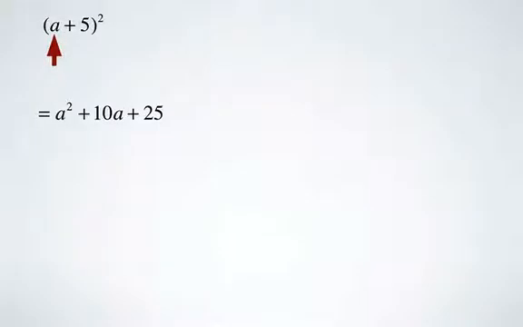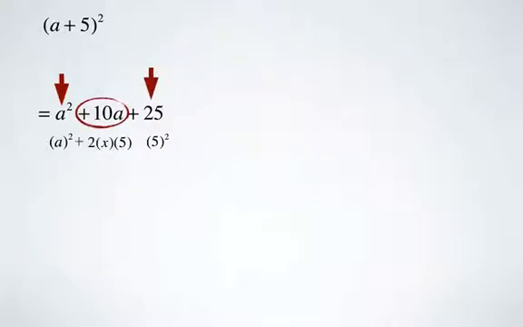Let's have a look for the pattern. Notice the a. It turns into a squared. The 5 becomes a 25. And what about the 10a? We'll do 2 times x, or in this case it's a, times 5.